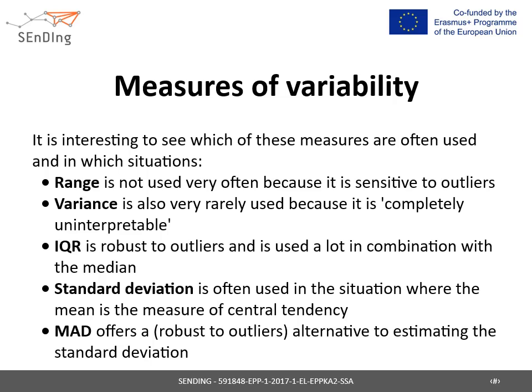For instance, range is not used very often because it is sensitive to outliers, and variance is also very rarely used because it is completely uninterpretable. The IQR is robust to outliers and is used a lot in combination with the median. The standard deviation is often used in the situation where the mean is the measure of central tendency, while the median absolute deviation offers a robust to outliers alternative to estimating the standard deviation.